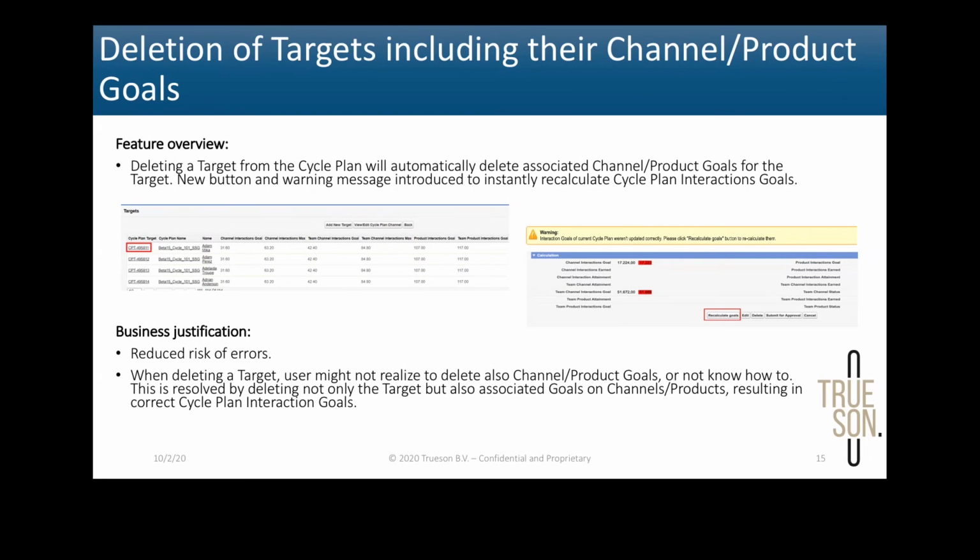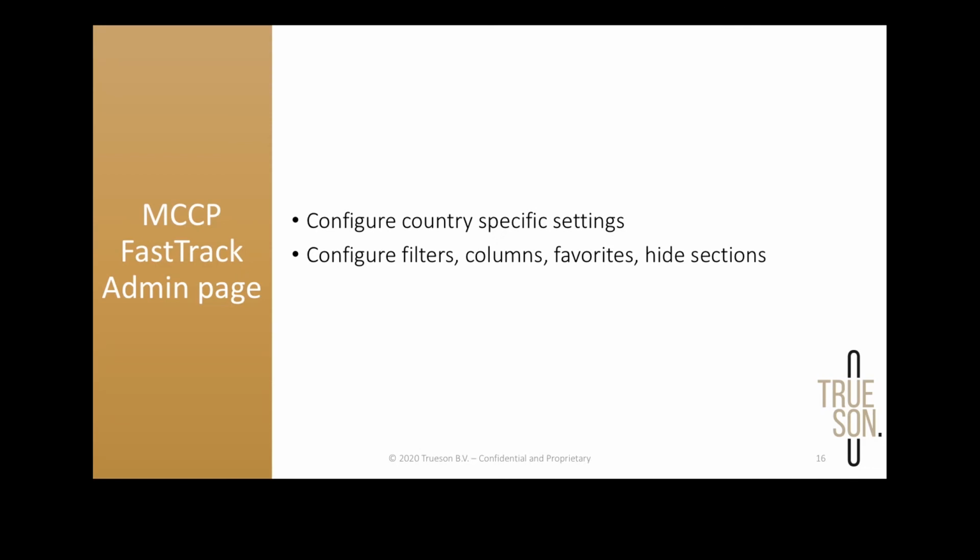All right, then let's move on to the biggest impact and what is going to give a lot of flexibility in deployment of the app. We now have introduced an MCCP FastTrack admin page where you can configure country-specific settings, and you can configure all the filters, all the columns, set filters as favorites, and hide sections, and switch on and off features, basically.